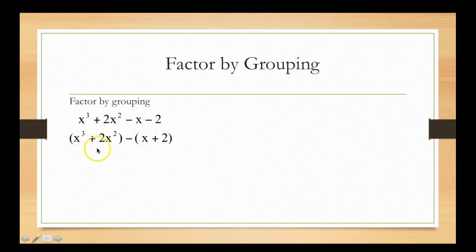Now I'm going to factor by grouping. So I have two groups. If I look at my first group, I can factor an x squared out of each one of these terms. In this case, I can only factor out a 1. Do not say you factor out a 0. You can only factor out a 1 from these two.